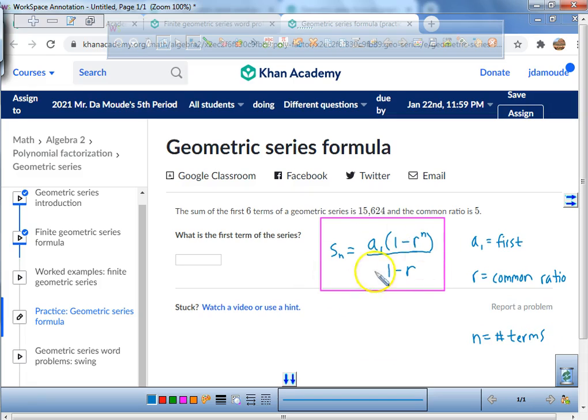So we're going to be using this formula to help us with this particular problem. It says, what is the first term of this series? We have a total of 6 terms. The sum is 15,624, and the common ratio is 5.